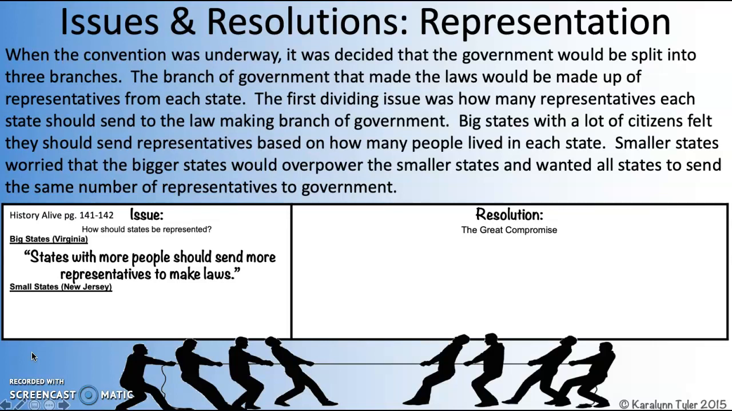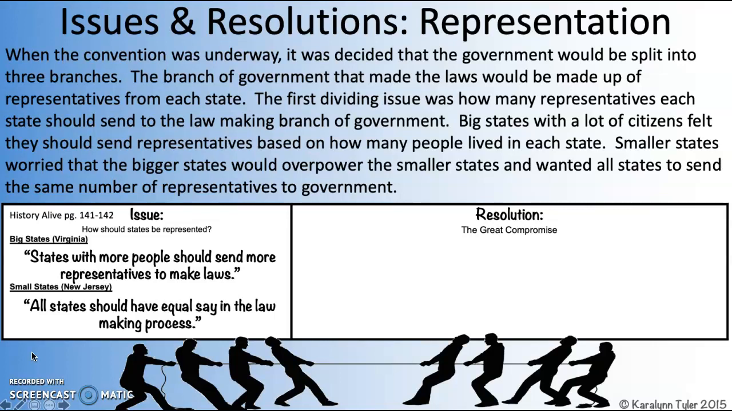Smaller states, though, like, for example, Rhode Island, who decided not even to show up with anybody at the Constitutional Convention, were worried that bigger states like Virginia and New York would overpower those smaller states, and they wanted all states to send the same number of representatives to government. New Jersey and Rhode Island and Connecticut were worried that if the larger states get to send more representatives, then all the laws and all of the things that are decided in that legislative body are going to favor large states. And then the small states are saying, well, why should we even show up then? So they're saying that all states should have an equal say in the lawmaking process.